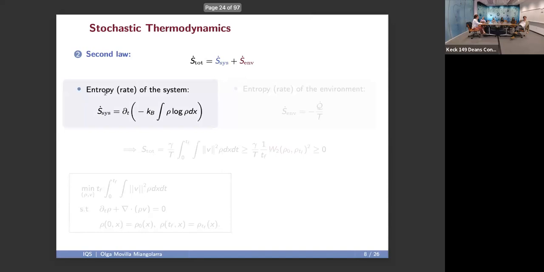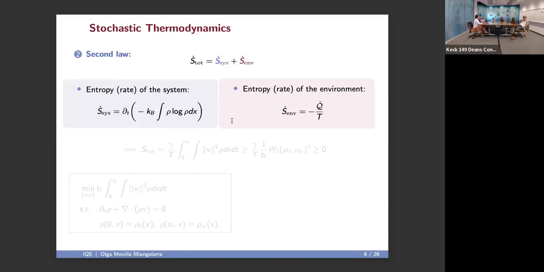The entropy rate of the system is simply the time derivative of the Boltzmann entropy of the system of particles, minus k_B times the integral of rho log rho. On the other hand, the entropy rate of the environment is given by minus the heat rate divided by the temperature. This is because we're assuming that the environment is at equilibrium at all times.